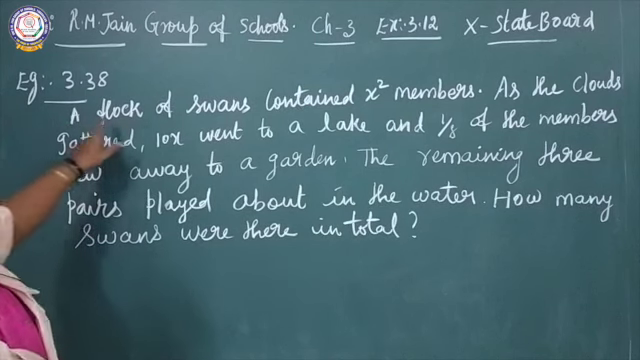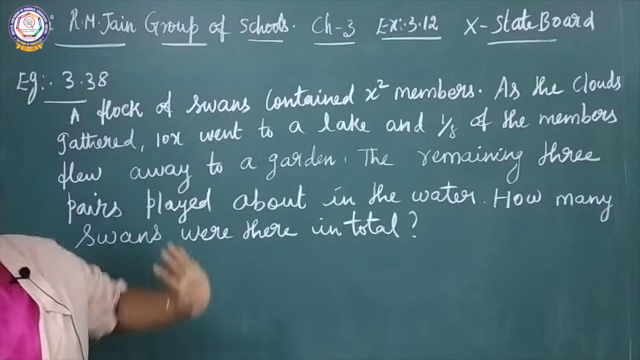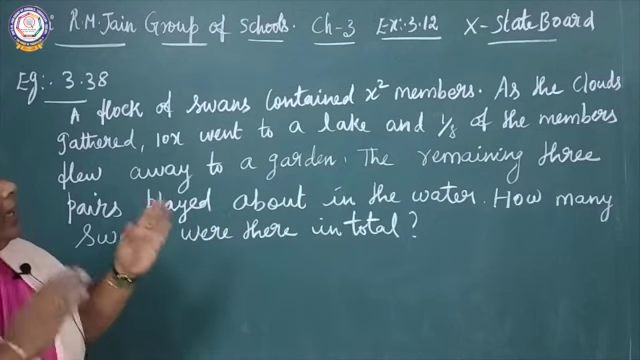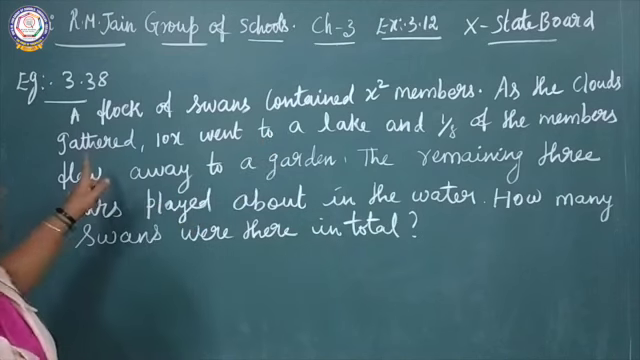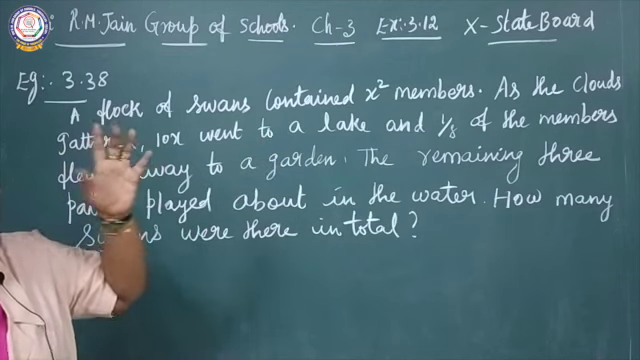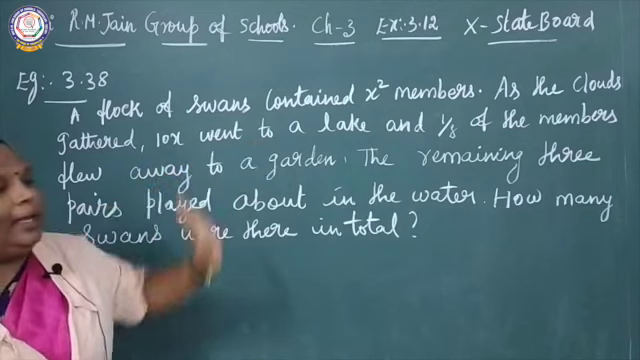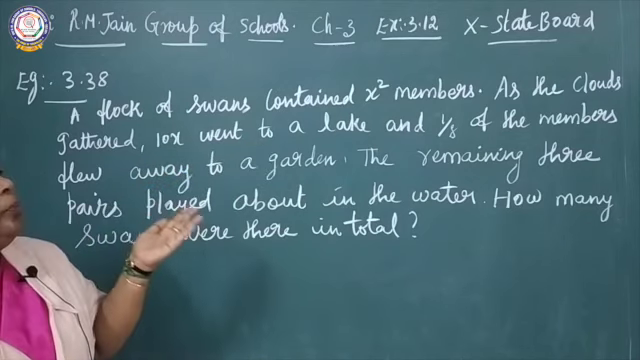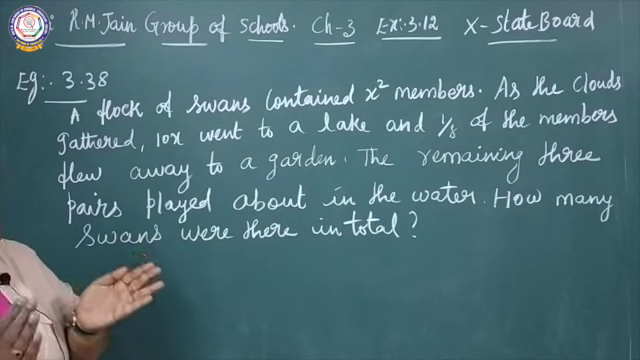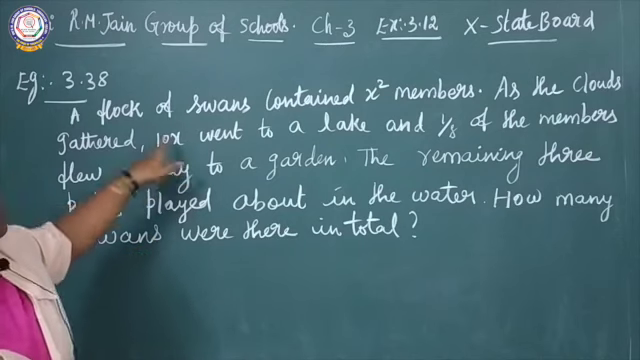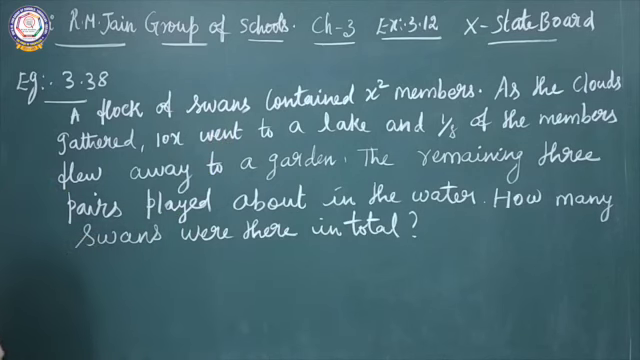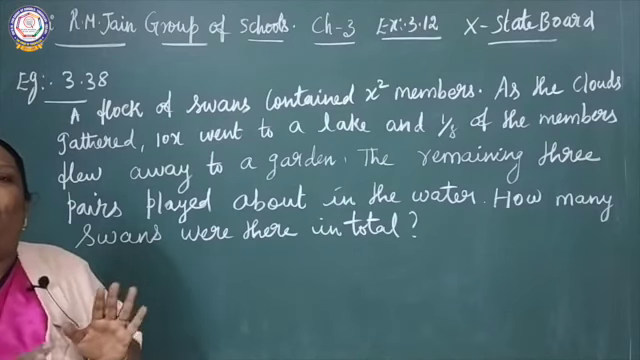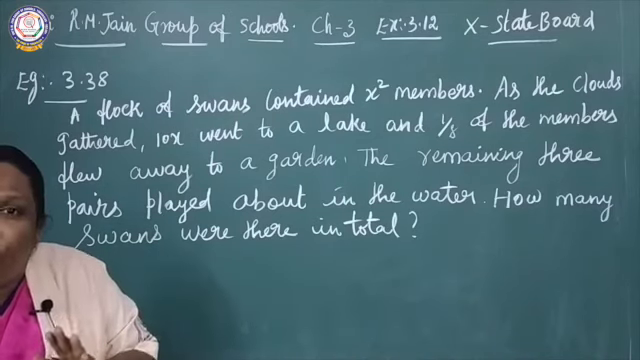See, a flock of swans contained x square members. In a pond, x square members of swans are there. As the clouds gathered, 10x of the swans went to the lake, and 1/8 of the members flew away. That is, 1/8 of the swans flew away.